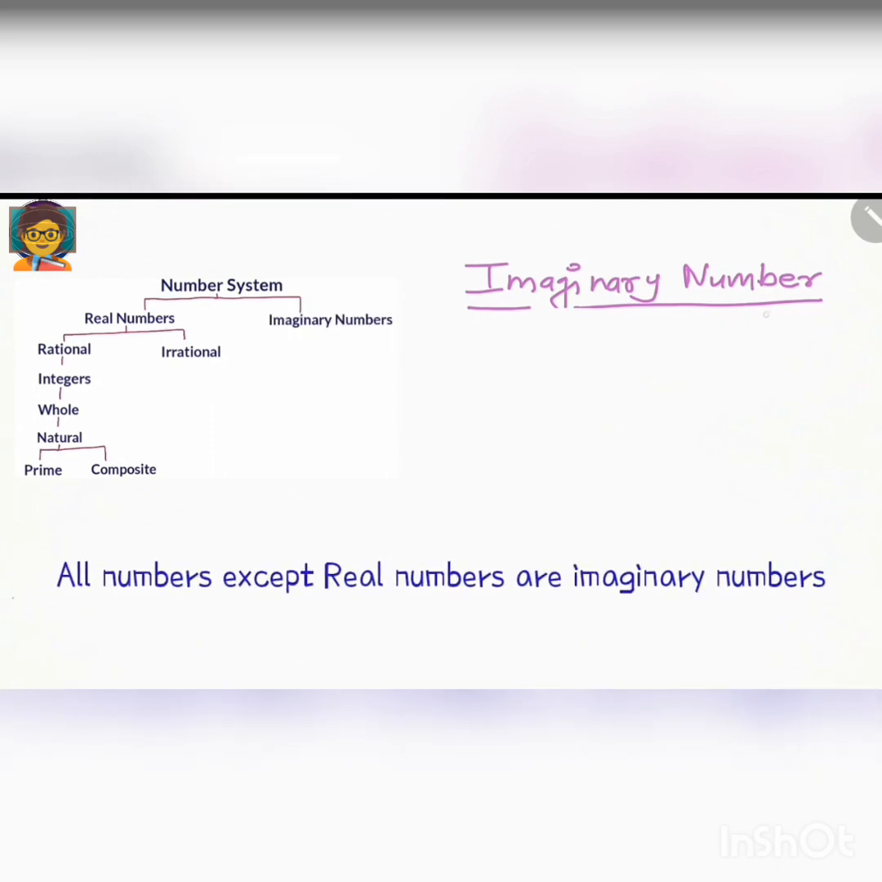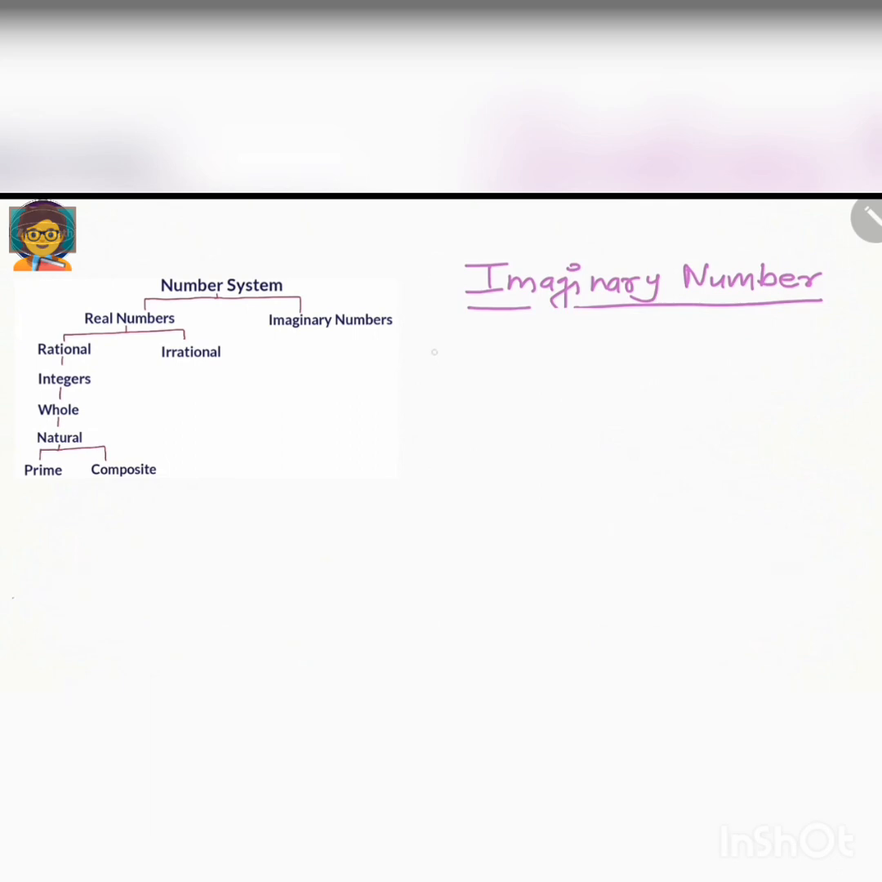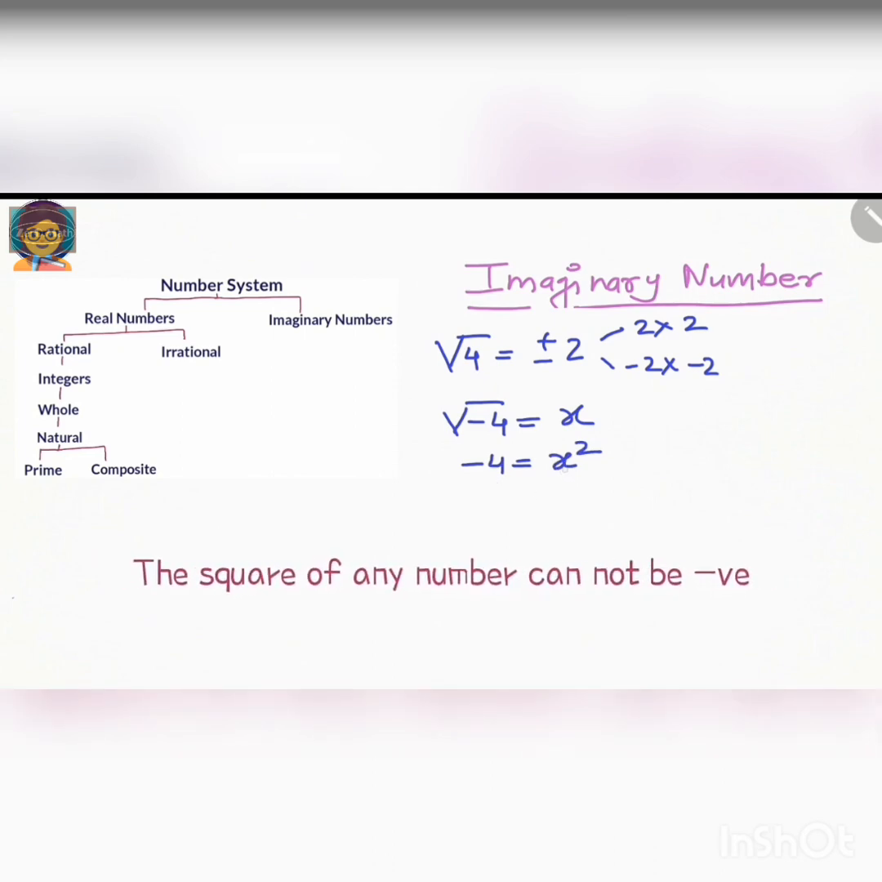Let's take some examples to understand the concept of imaginary numbers. If I ask you what is the value of square root of 4, you will give me the answer plus or minus 2, because 2 into 2 is 4 and minus 2 into minus 2 is also 4. However, what is the value of square root of minus 4? Let's assume the value is x. Square both sides, we get minus 4 is equal to x square. Now tell me, is it possible that the square of any number is negative? No, it's not possible. So that's the reason square root of minus 4 is called an imaginary number.